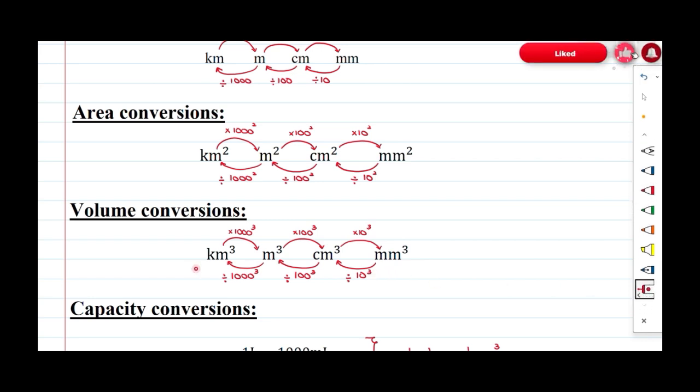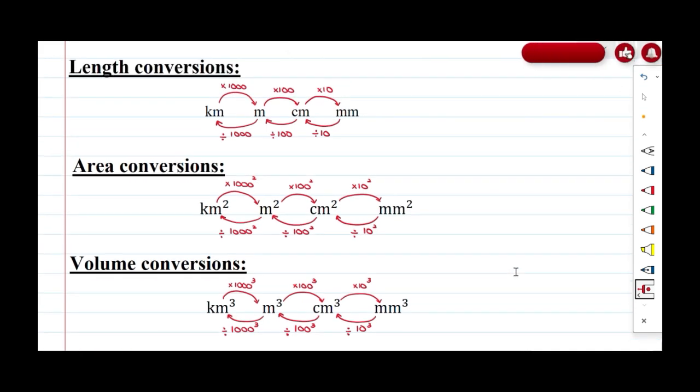And in the reverse direction, from millimeter cube to centimeter cube, you divide by 10 cube. Centimeter cube to meter cube, divide by 100 cube. Meter cube to kilometer cube, divide by 1000 cube. So these are basically the length conversions. For length conversions, areas are in square, volumes are in cube. These are in kilometers, meters, centimeters, and millimeters, right?